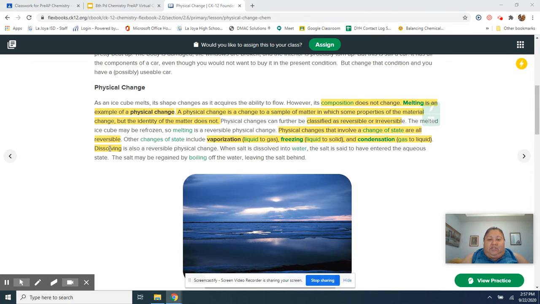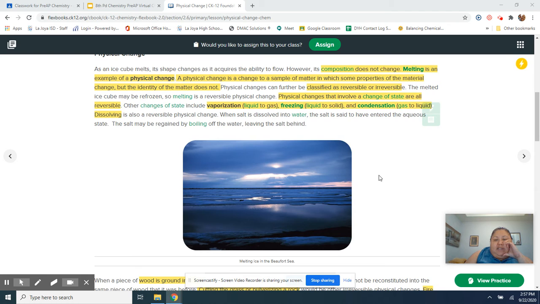Dissolving is also a reversible physical change. For example, if you have salt and a pitcher of water, and you dump some salt in there and you stir it, it will technically dissolve. You will not see it. Has it changed its formula? No. You can boil off the water and leave the salt behind. Okay? So just because you can't see it in water does not mean that it has completely changed and disappeared. No. That is not the case.